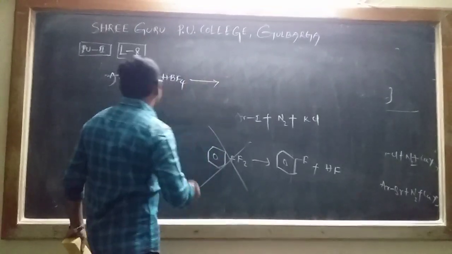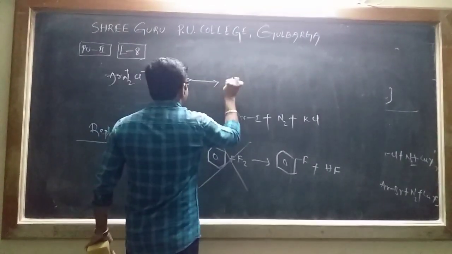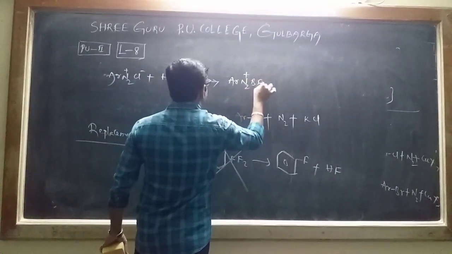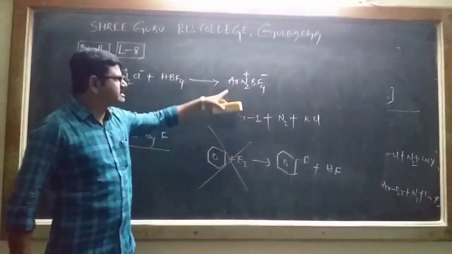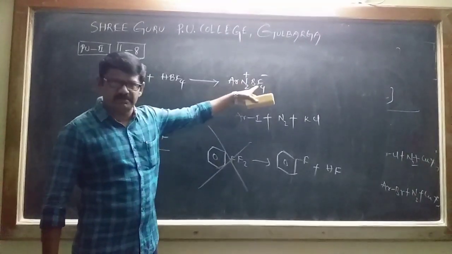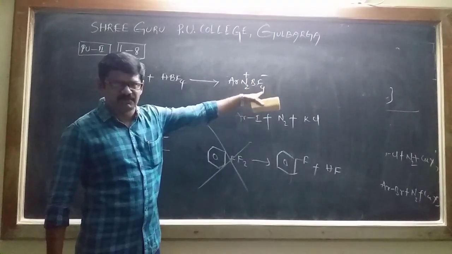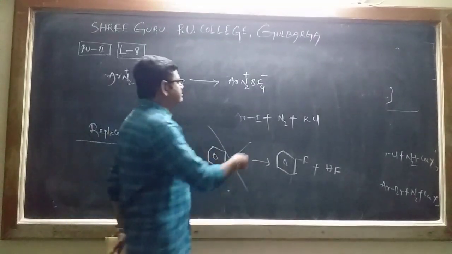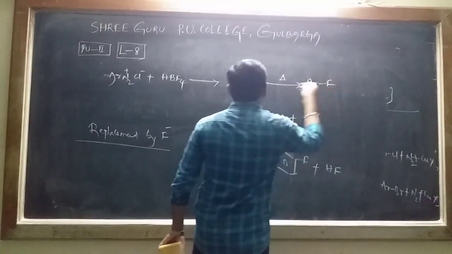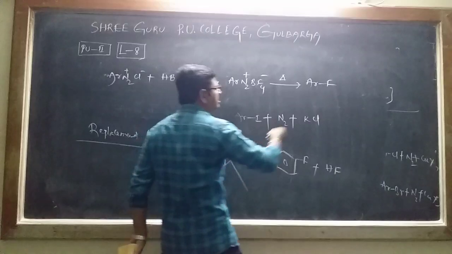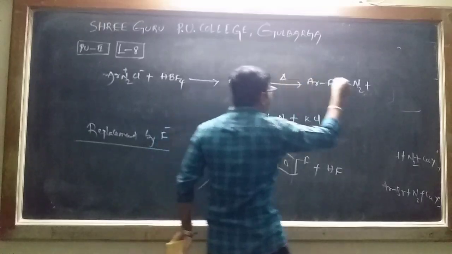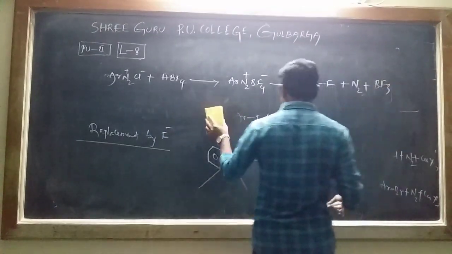If it is reacted with fluoroboric acid, HCl is eliminated, and we get another intermediate salt, ArN2+ BF4−, that is aryl diazonium fluoroborate or benzene diazonium fluoroborate. When this intermediate compound is heated, you will get ArF. One F replaces the diazo group, nitrogen escapes, and BF3 is obtained as a byproduct.